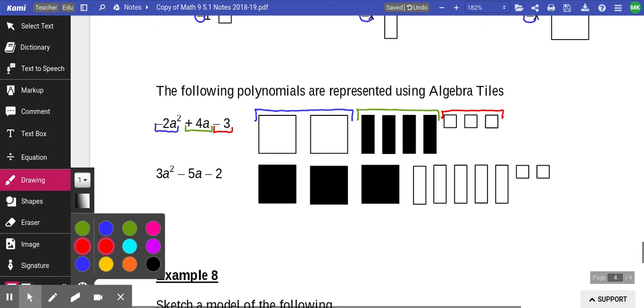So if you look at the next polynomial, I have a 3a squared. That means I should have 3 of the big blocks. I then have a -5a. That means I should have -5 of the skinny blocks. And then my last thing I should have is just -2 of the little single blocks, like that.